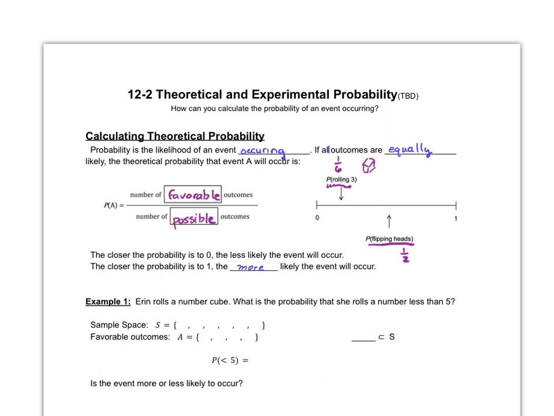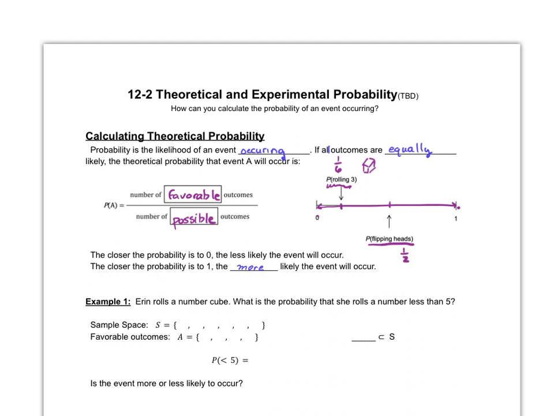So that would be, looking at the number line, the probability from 0 to 1, and 1 is a 100% chance, or 0. So the probability of rolling that 3 is about 1/6. The probability of flipping that coin and landing on heads or tails is 50%. So that's how we think about the probability of the favorable outcomes over the possible outcomes. And the closer I am to 1, the more likely something is going to occur, versus the closer I am to 0, the less likely it is going to occur.